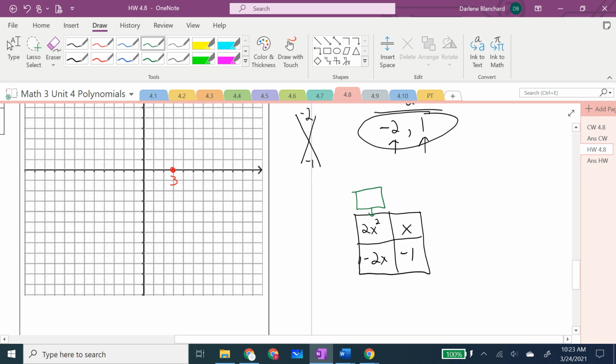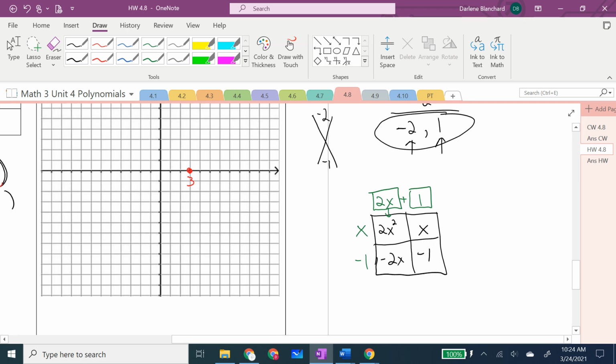And you want to look at factoring, what could factor completely out of both terms? What will divide both of them? 2 will divide both of them, and x will divide both of them. So if that 2x is what I need there, it needs to multiply by x to get me the 2x squared, and it needs to multiply by negative 1 to get me the negative 2x. Then I move over to this box and see that I need to find what multiplies to x to make x, and that also multiplies to negative 1 to make negative 1. So I've actually got my factorization right there, 2x plus 1 and x minus 1.